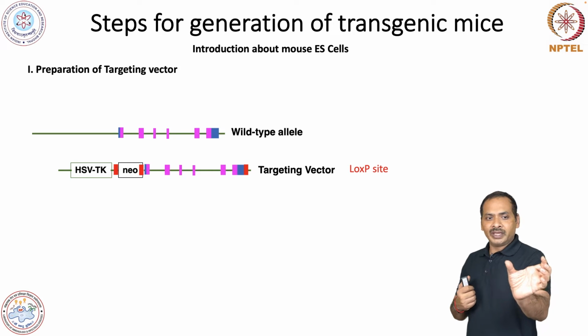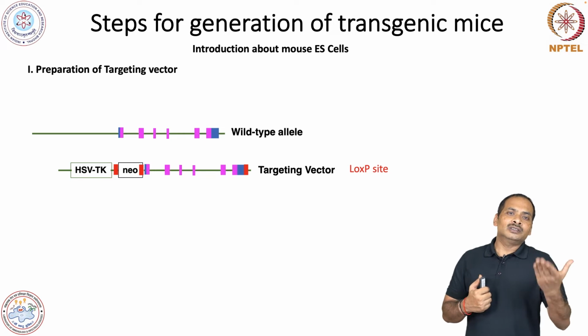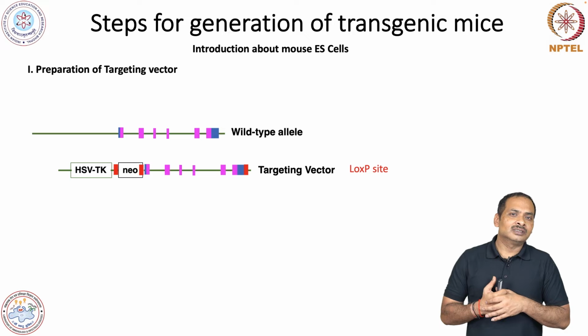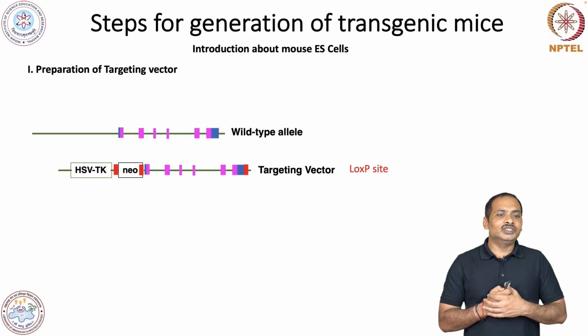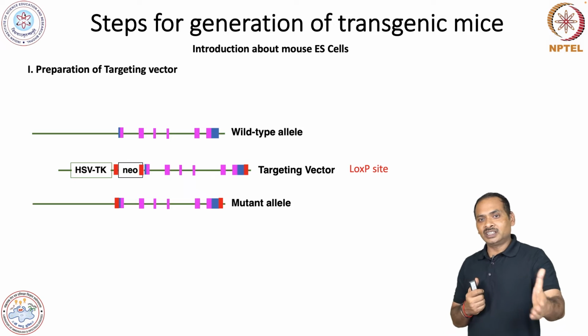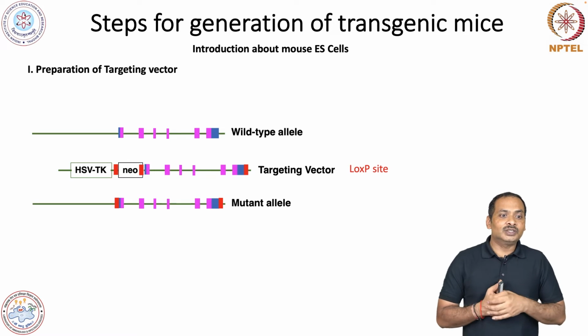Once you make this kind of targeting vector, you will put it inside the embryonic stem cell, and finally you will achieve this kind of mutant allele for that gene. Here you can see that there are only two loxP sites. Okay.